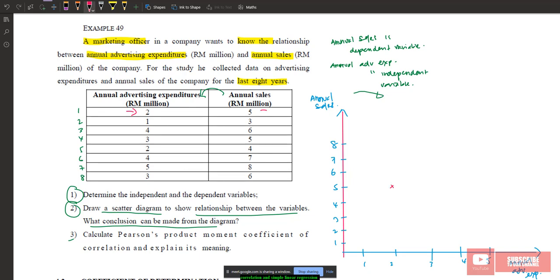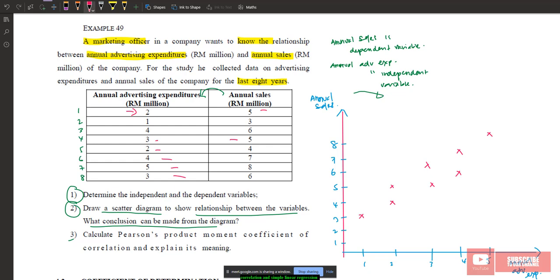When x equal to 1, y equal to 3. X equal to 4, y equal to 6. And then x equal to 3, y equal to 5. X equal to 2, y equal to 4. X equal to 4, y equal to 7. X equal to 5, y equal to 8. And x equal to 3, y equal to 6.